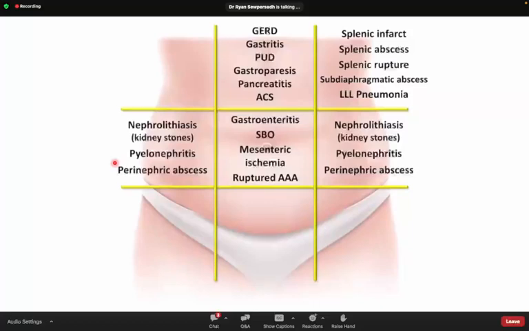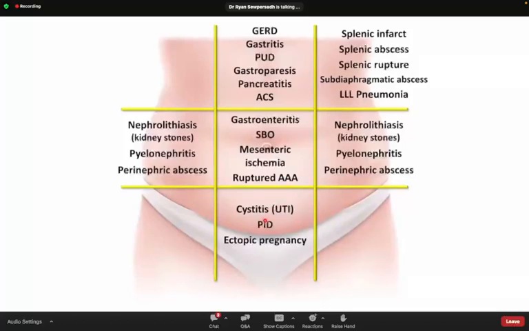Periumbilical pain is most commonly from simple viral gastroenteritis, but could also be from small bowel obstruction, or mesenteric ischemia, which is like angina of the gut, or it could be due to the dreaded ruptured triple A. Nobody thinks about a ruptured triple A, but it's there. Triple A stands for abdominal aortic aneurysm.